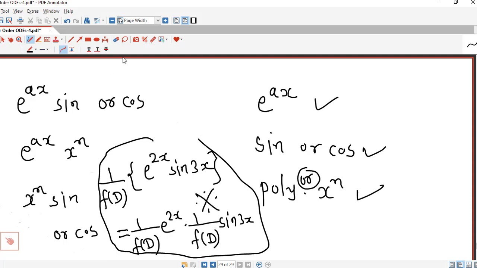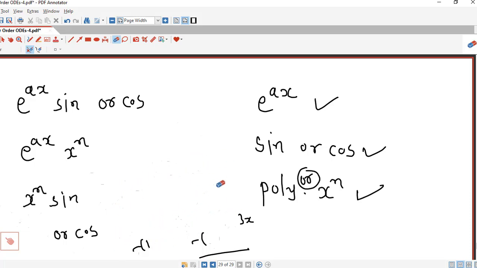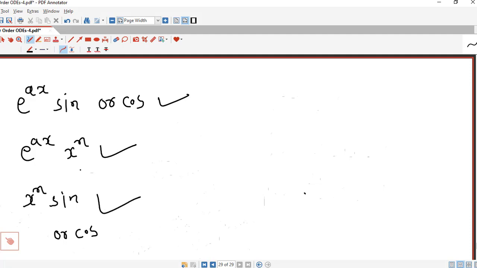For product we have another formula. If these two are in addition, then we can find out this by separating and taking addition of these two. But for product as well as for division it is not true. So if these functions are in the product, then how to find out particular integral, that we are going to discuss in this lecture as well as in upcoming lectures. So these are the three different products possible.